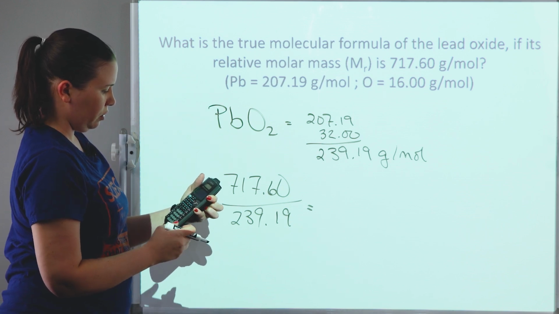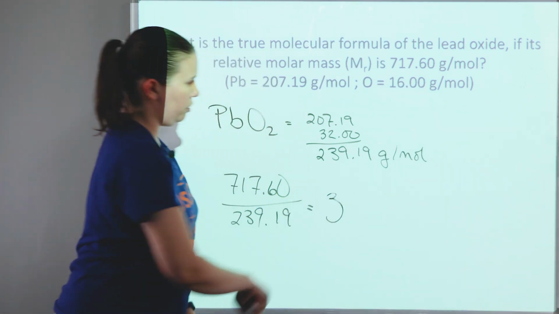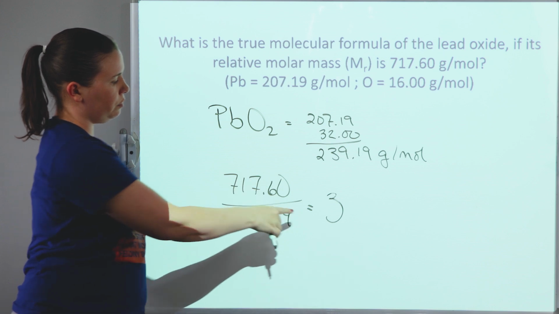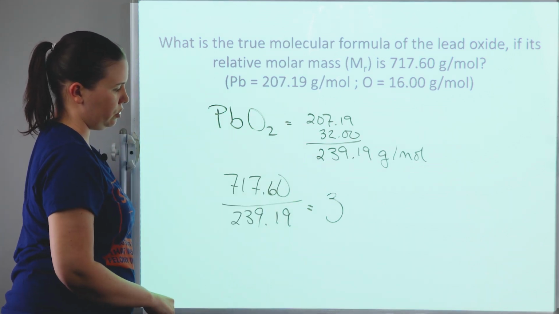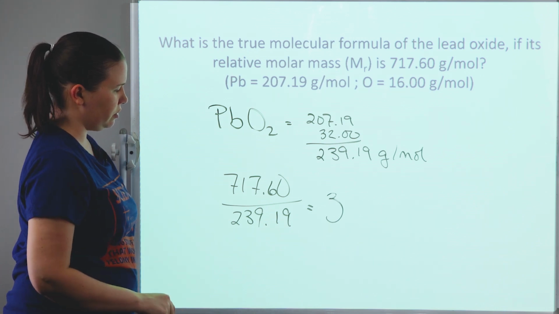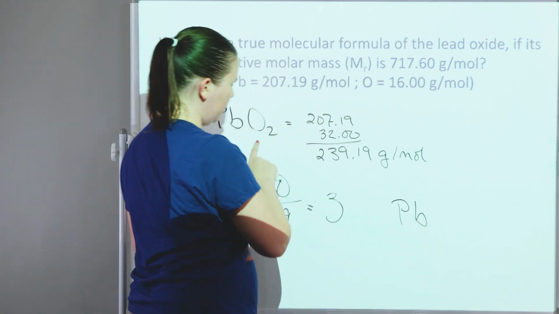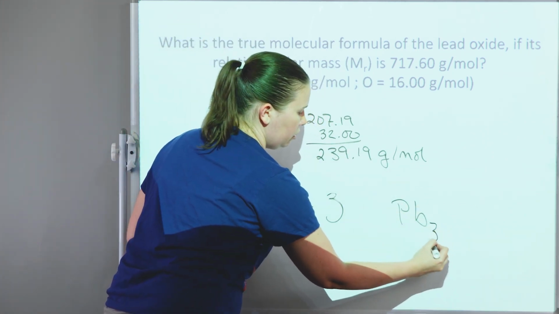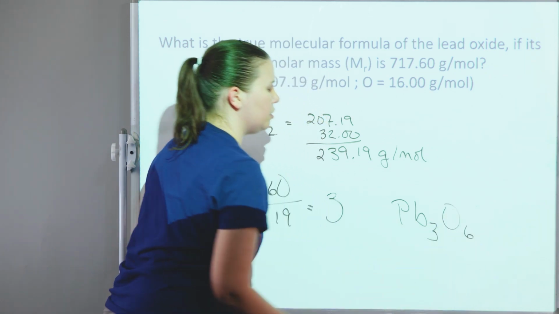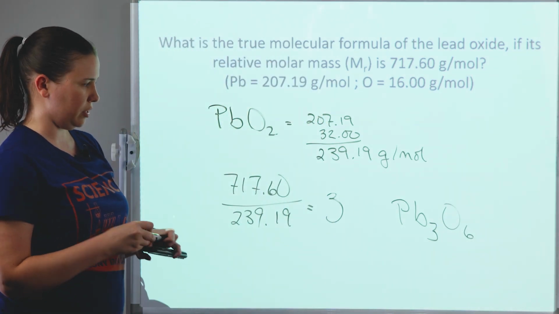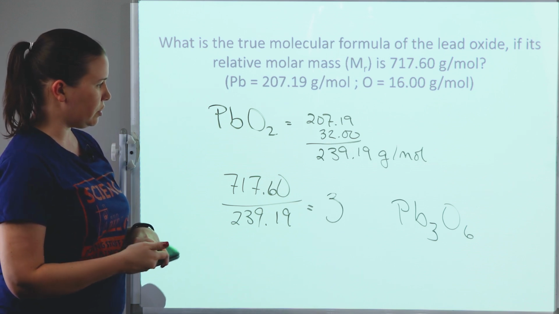239.19, and I get about 3. So that means there are 3 times as many of this set, which we know equates to 1 lead and 2 oxygen, in order to get to 717. So I have to have 3 times as many leads, 1 becomes 3, and 3 times as many oxygens, so 2 becomes 6. 3 times as many stuff. So this would be my molecular formula, Pb3O6.